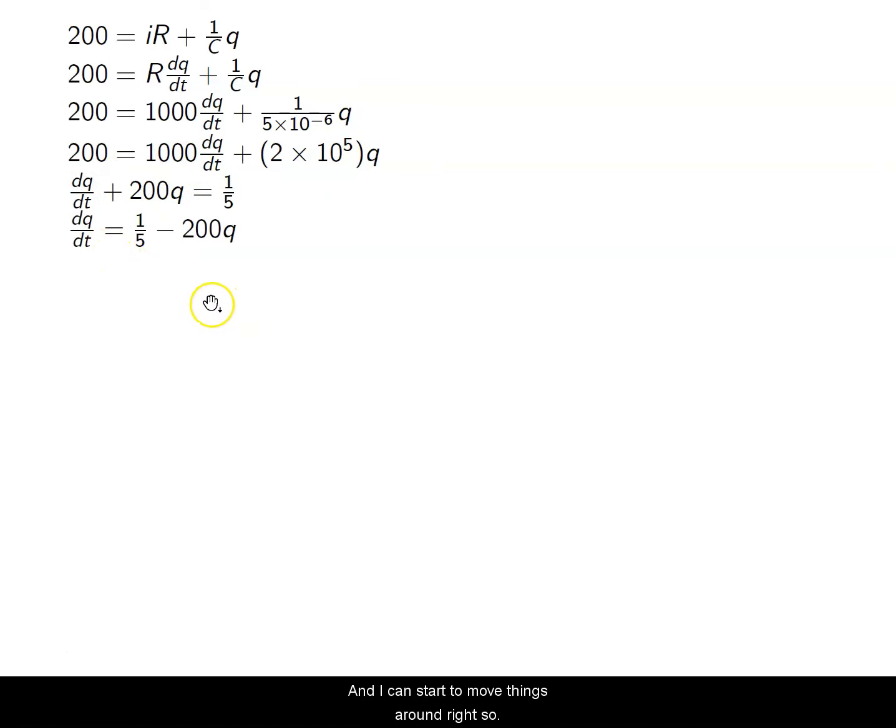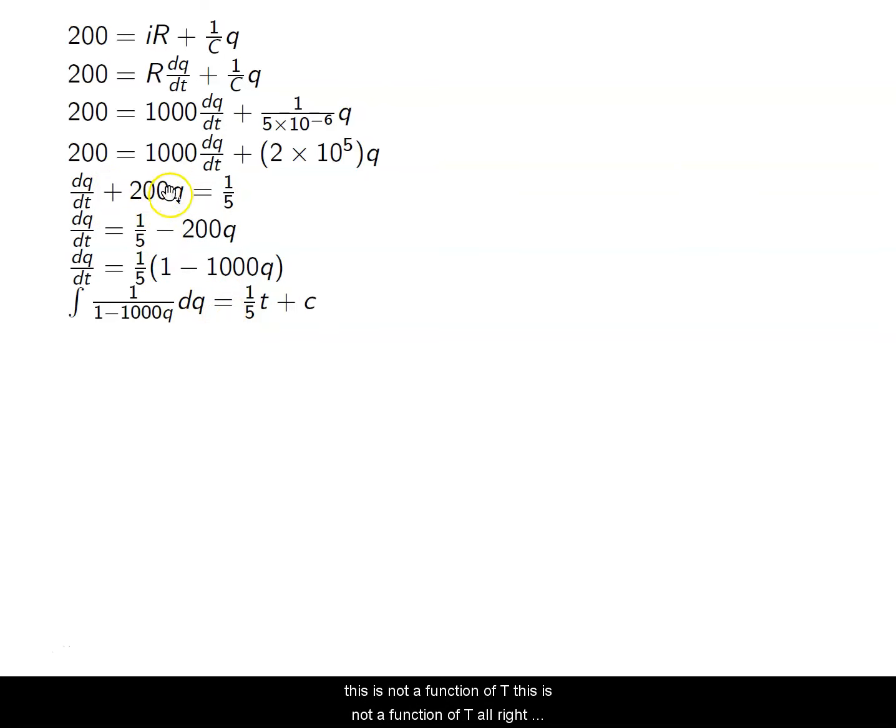And I can start to move things around, right? I can try to solve this by separation of variables, which it looks like is what I'm going to do here instead of using my integrating factor. Mainly because I don't have any functions of t in here. It's just a whole bunch of constants, so I can separate. This is not a function of t. This is not a function of t, right?